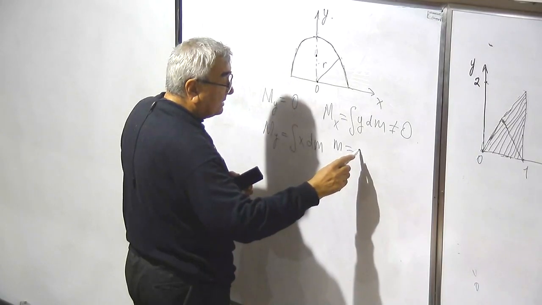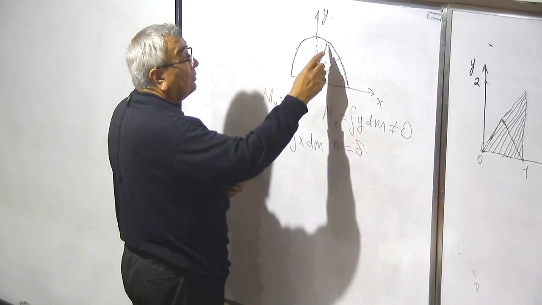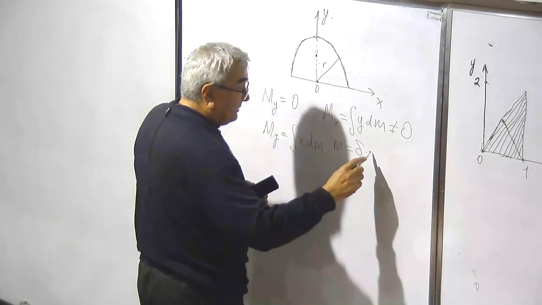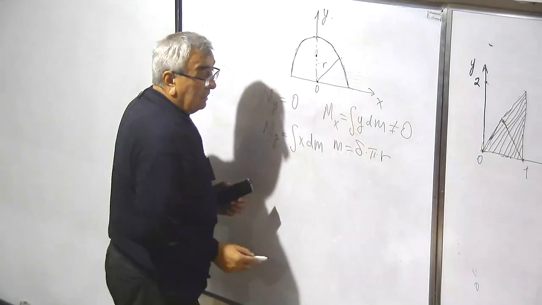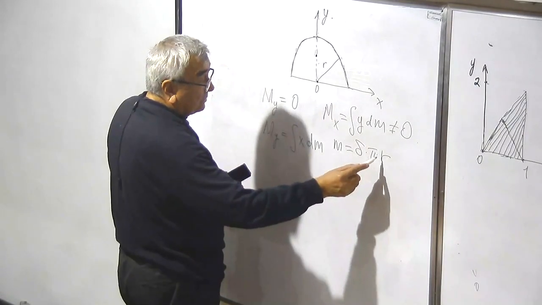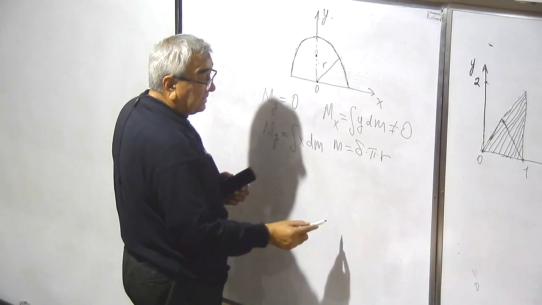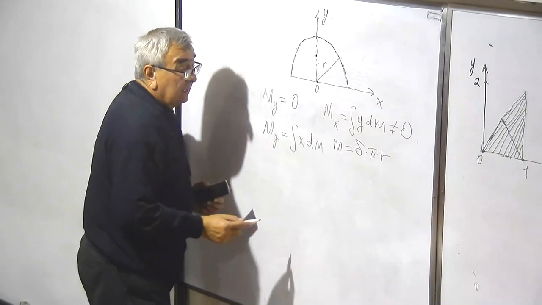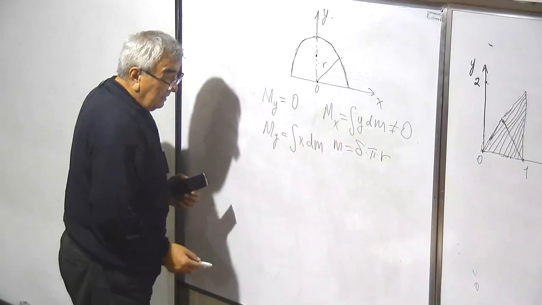That means it is the density delta. That means that it is necessary multiplied only to this length. That means it will be pi times r. Delta, density, multiplied to this length. This delta, it is linear density of mass. That means we know this. Now it is necessary to calculate this integral.